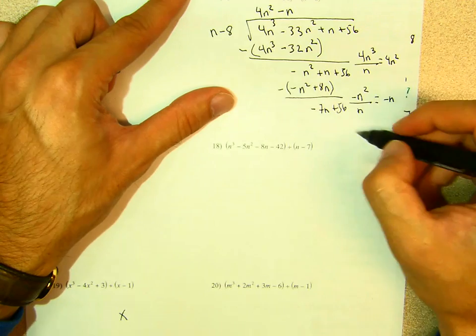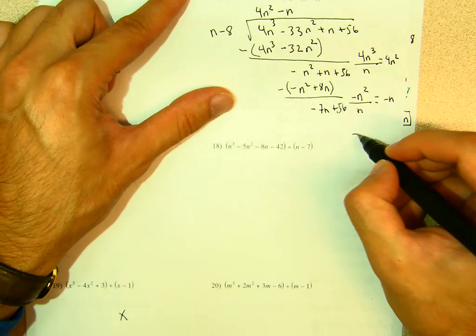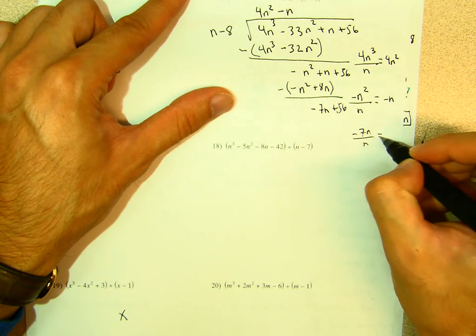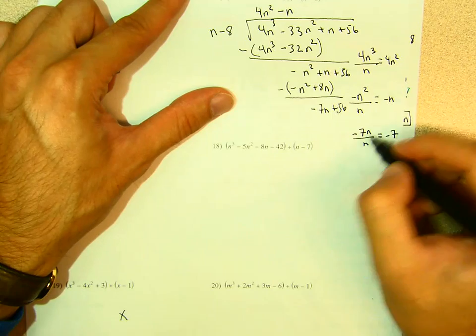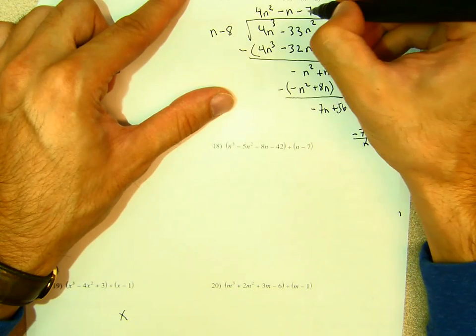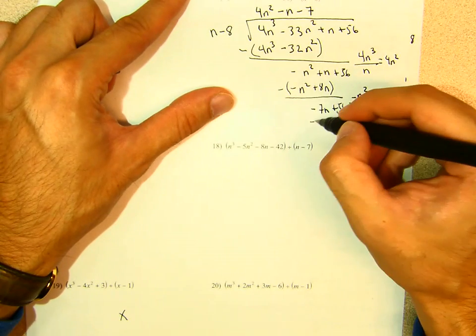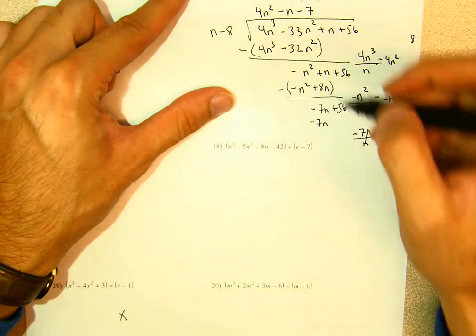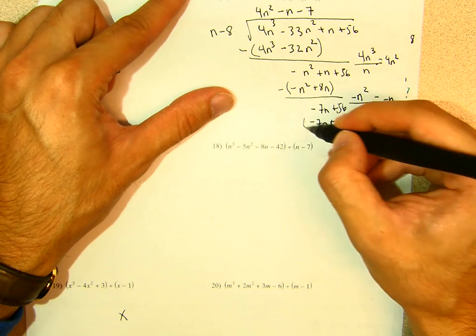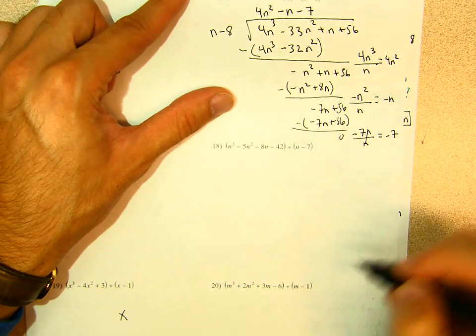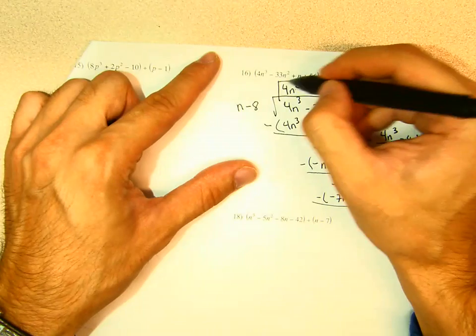So now how many times does n go into negative 7n? Negative 7n divided by n is negative 7. Right? So then you put a negative 7 up here. Negative 7 times n is negative 7n. Negative 7 times negative 8 is positive 56. Parentheses, parentheses, subtract, and you get 0. And this is it. Okay?